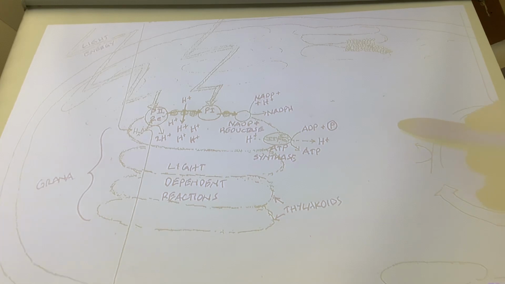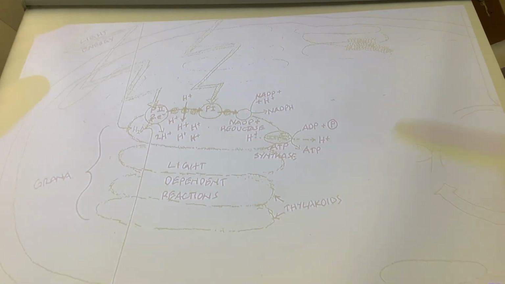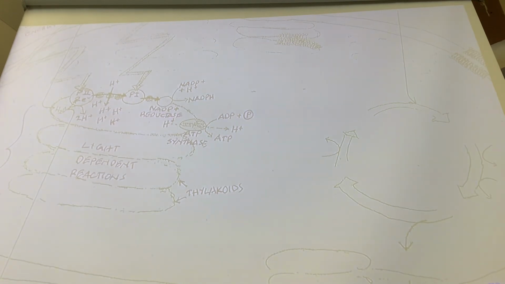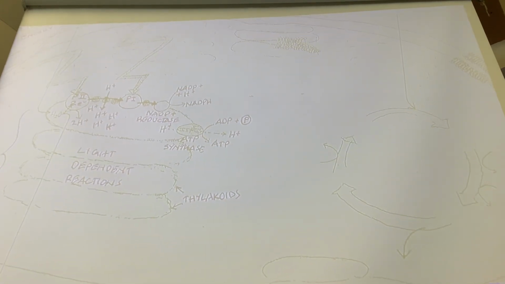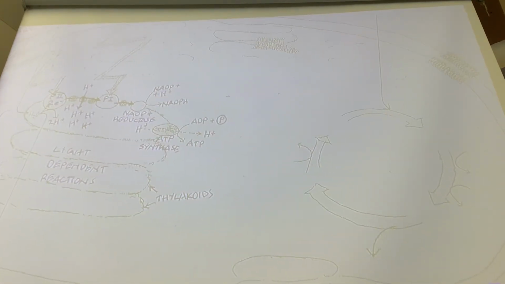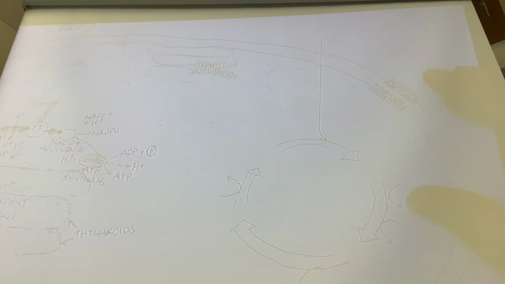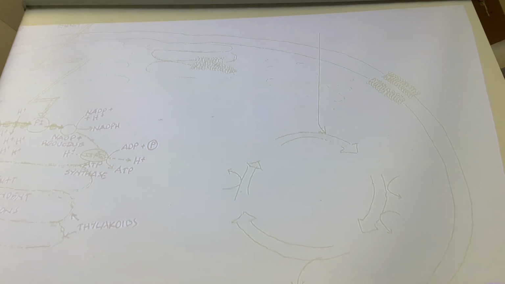Okay. So now that we're done with the light-dependent reactions, we're going to take the NADPH and take the ATP and we're going to use them in the Calvin cycle, the next phase of the process.